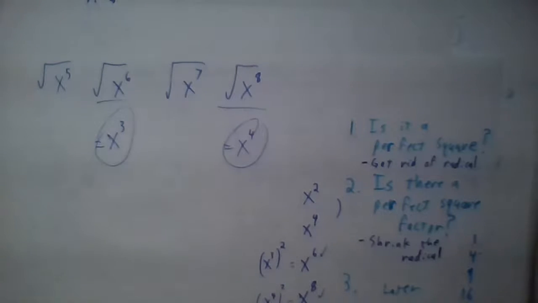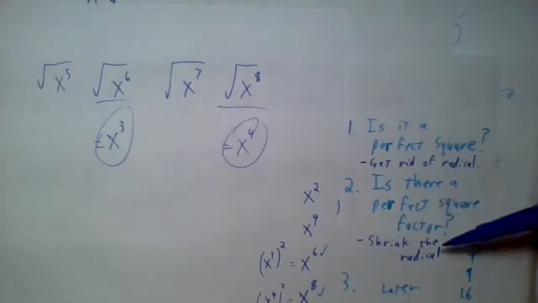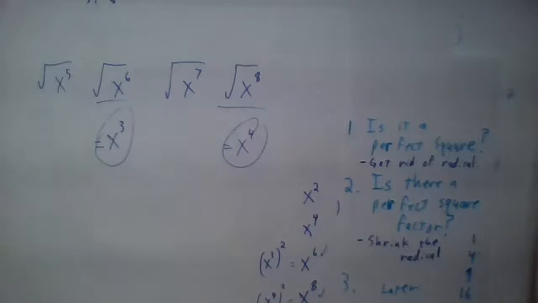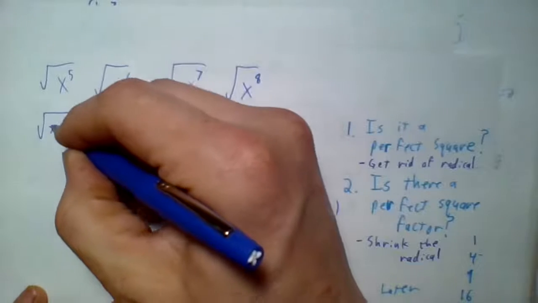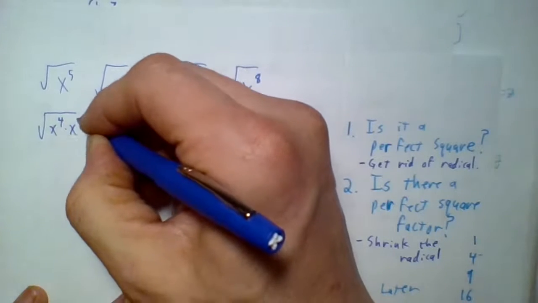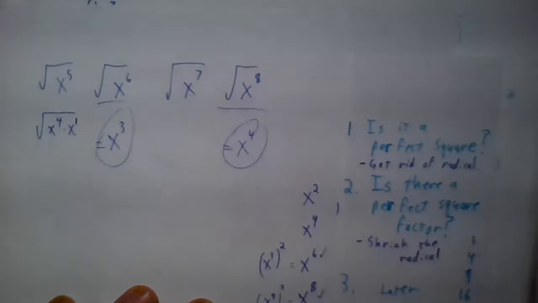Now, 5 and x to the 5th and x to the 7th, they're not perfect squares, so we go on to our second question here. Is there a perfect square factor? Well, there is with these things, because we can write x to the 5th using multiplication a bunch of different ways. But I'm going to write this as x to the 4th times x to the 1st, using the adding exponents property to separate that 5 into 4 plus 1, because x to the 4th is the biggest perfect square that I can get out of there.